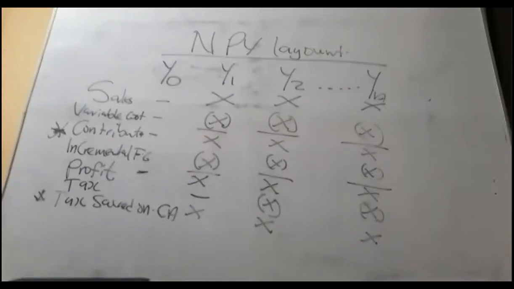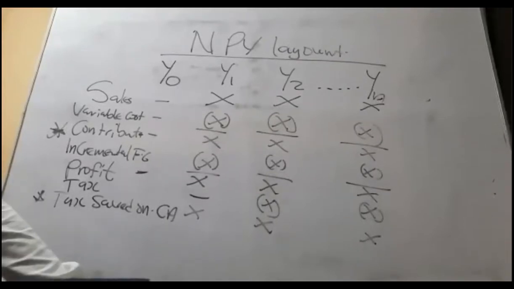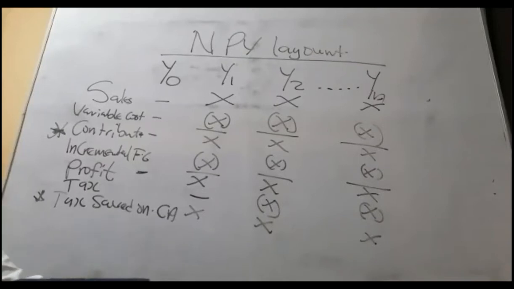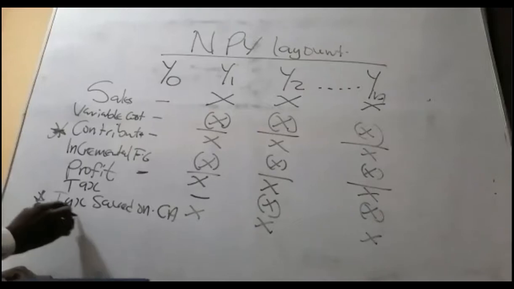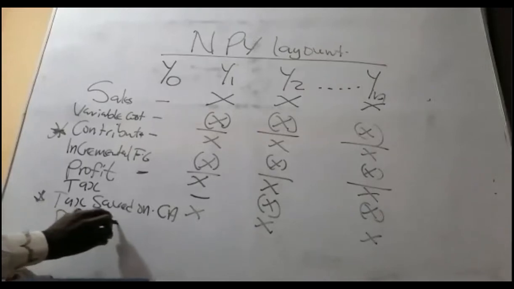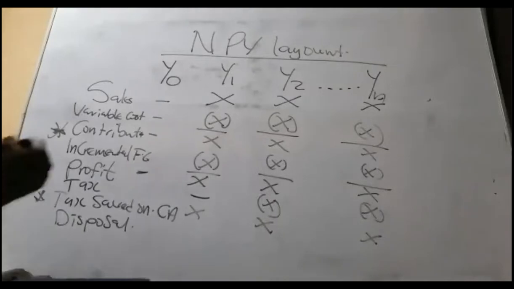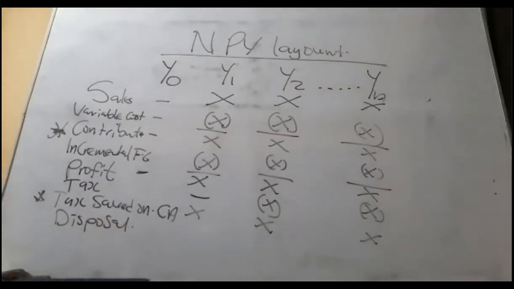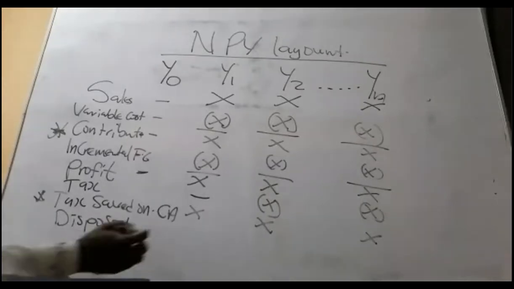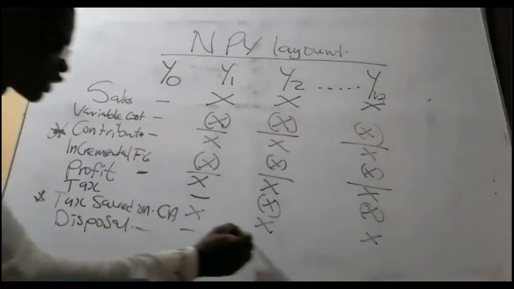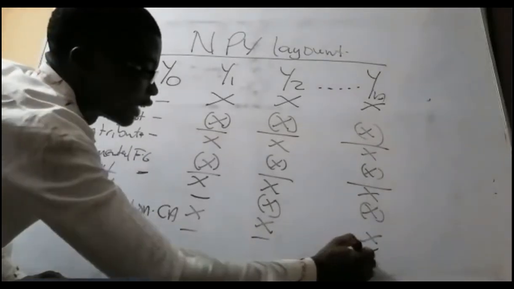Then you go to disposal. Assuming that in this project, at the end of the year, the machinery or the plant that you are buying, or the motor vehicle that you are buying, you can sell it. So you have a disposal value or scrap value. Bring it, we call it disposal value. But it must be net of tax. Put it in the year that they're going to dispose of it. If they don't tell you anything, put it in the last year.